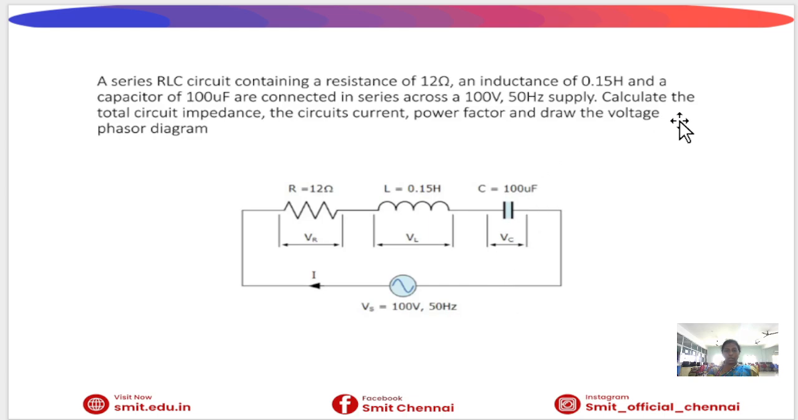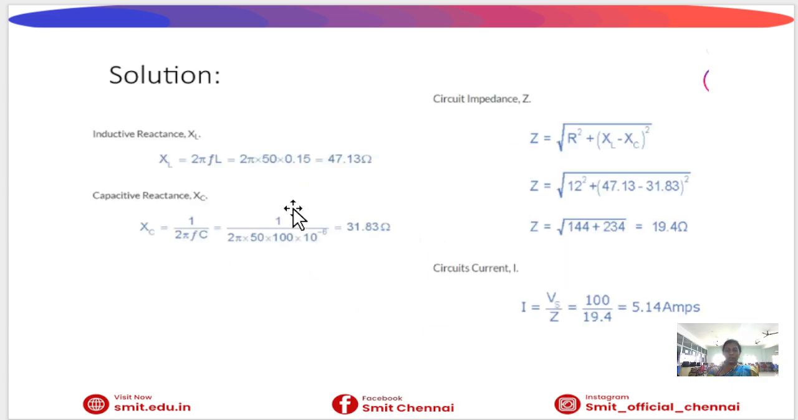What they are asking: calculate the total circuit impedance Z, the circuit current I, and the power factor, phi. Draw the voltage phasor diagram. In the solution, we already know how to find the impedance. Z is equal to the square root of R square plus (XL minus XC) the whole square.